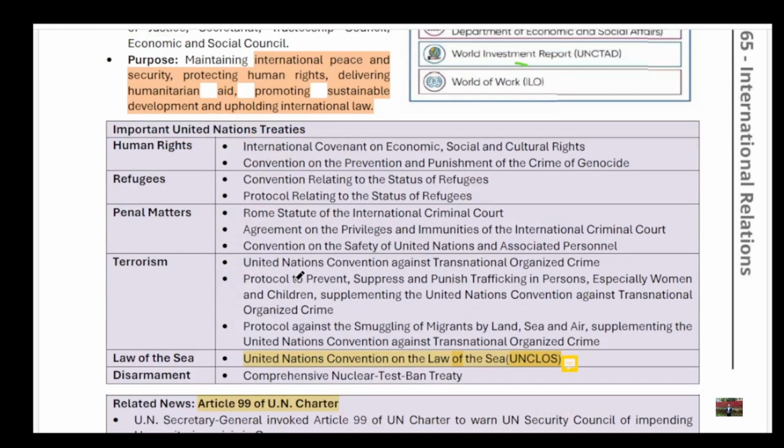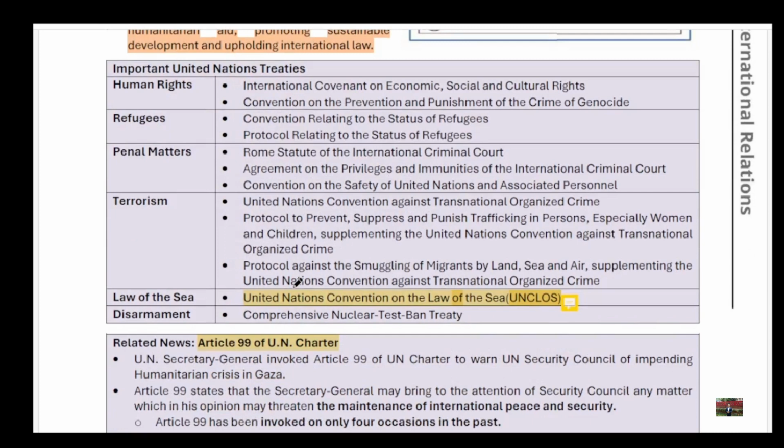All right. Now let's see some of the important treaties under the United Nations, right? So there are important pillars of the United Nations, of which human rights is one of the very important pillars. Refugees and the crisis of refugees is another important pillar. Then penal matters, terrorism, law of the sea, and disarmament. These are some of the important pillars, and there are various treaties under each pillar of the United Nations, right? Not very important, but just have a gist of each and every treaty, because in 2022 there was a question asked from UNCLOS, right?